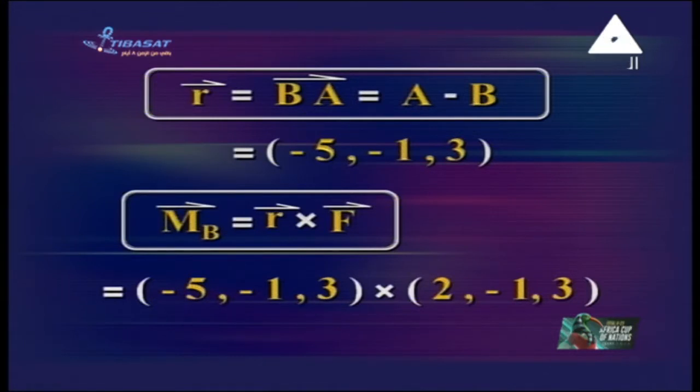Remember, my dear student, R cross F does not equal F cross R. It's a very important remark. If we find the moment about B equals R vector cross F vector, but not equal to F cross R, it's wrong. The correct answer is R cross F.